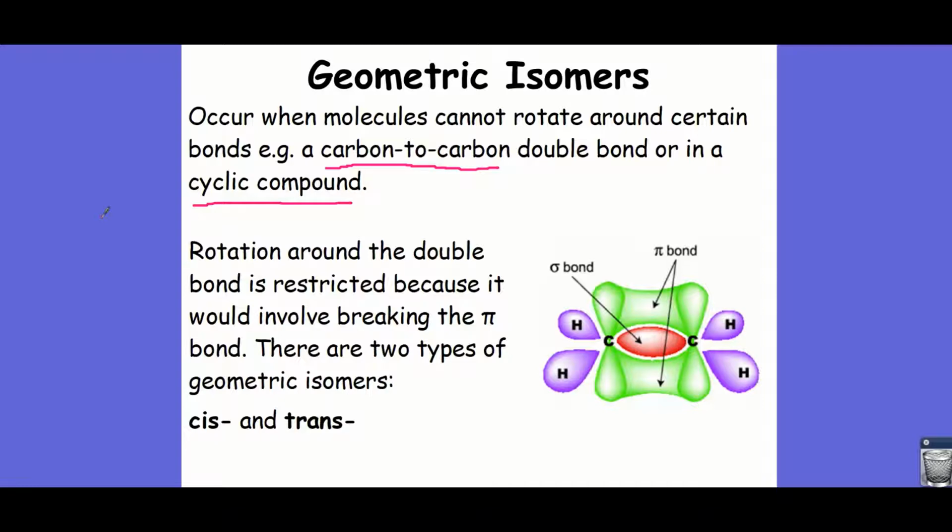As soon as you turn that single bond into a double bond, you cannot rotate it. The molecule cannot move in the same way. The presence of that pi bond restricts the movement so that the molecule can't rotate. And there are two types of geometric isomers based on this. You have a cis isomer, which means the same, and you have a trans isomer, which means opposite.